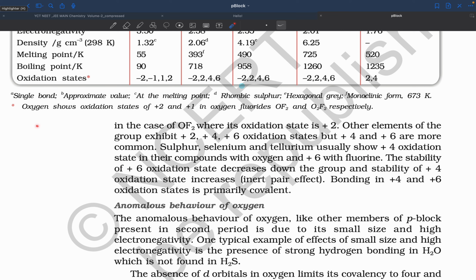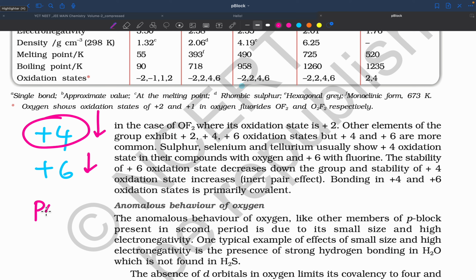So what is it saying here? The general oxidation numbers are +4 as well as +6. Of these, the stability of the +4 oxidation state increases and +6 decreases. So polonium has two oxidation numbers, +4 and +6, and +4 is the most stable. The reason is the inert pair effect.